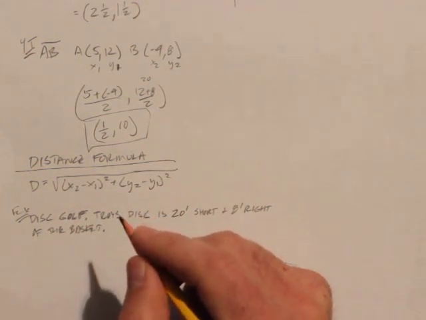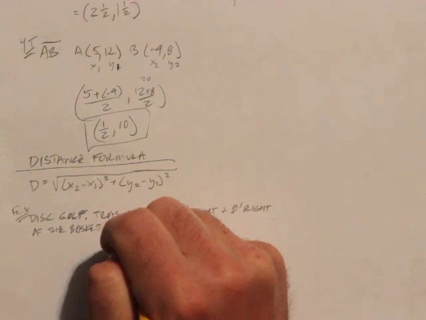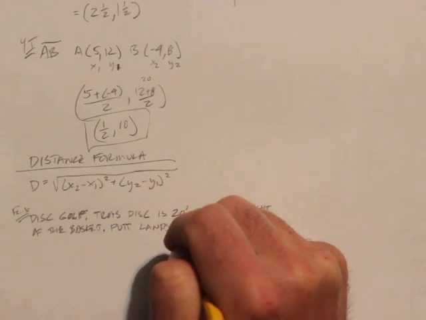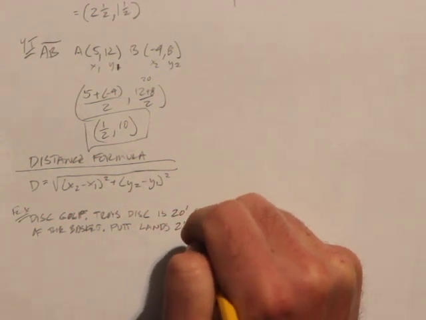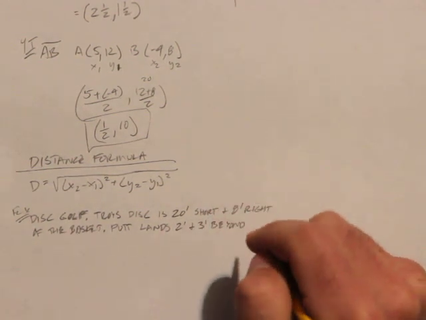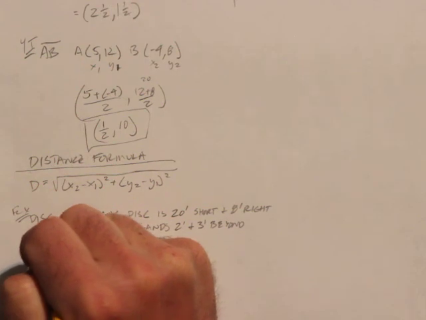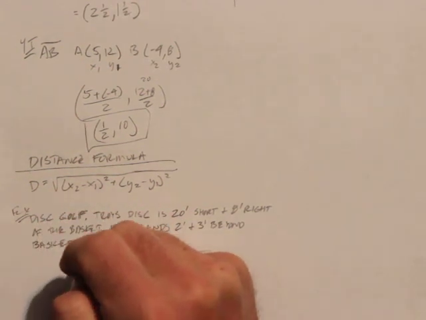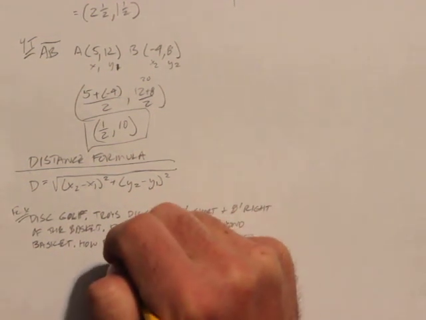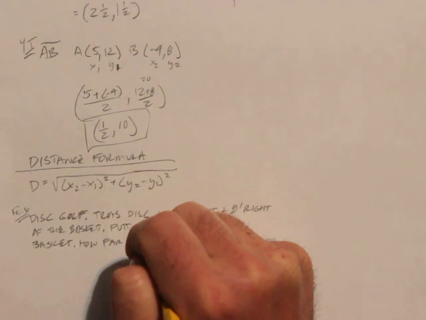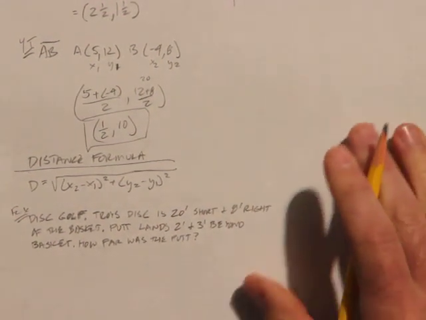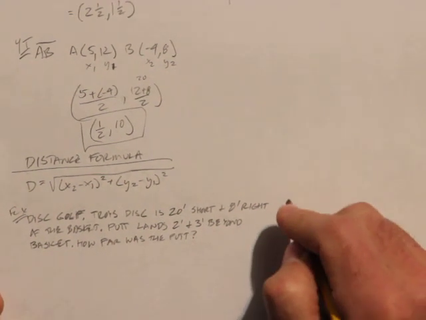Putt lands, so he putts it, and it lands 2 feet left and 3 feet beyond the basket. How far did it go? Or we can say, how far was the putt? So let's draw a graph here so we can figure out what is happening with this.